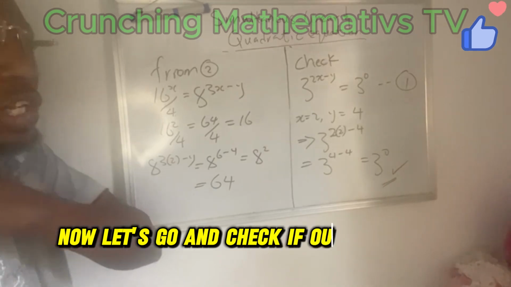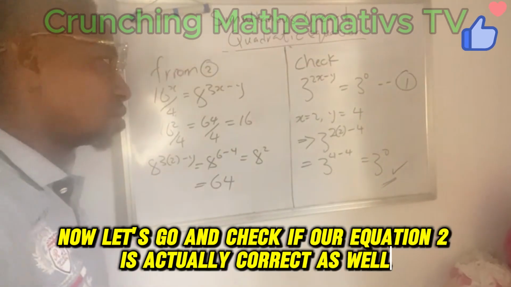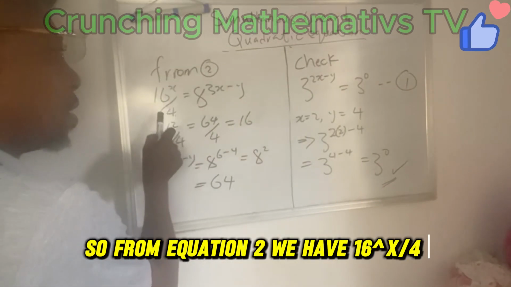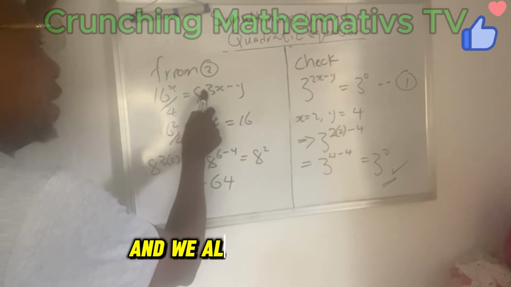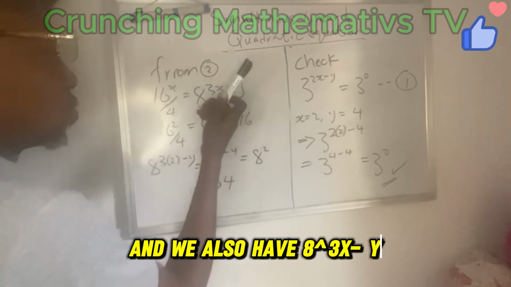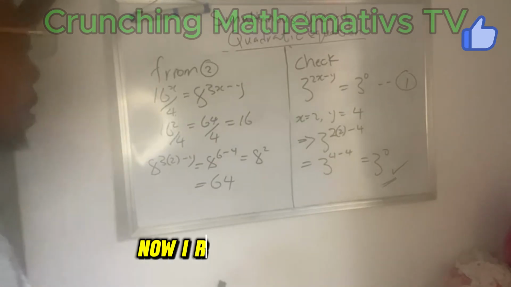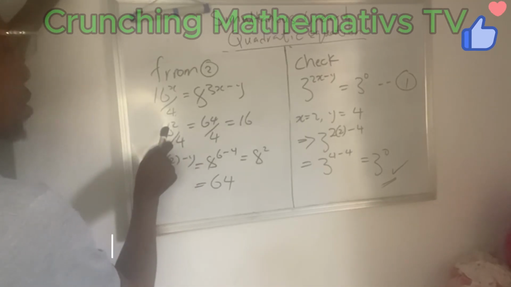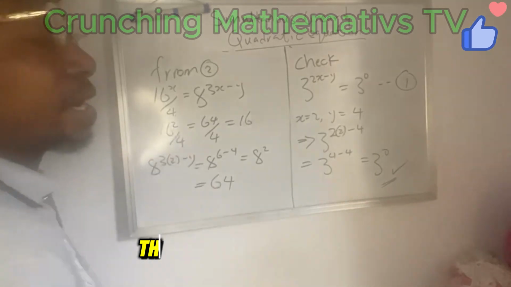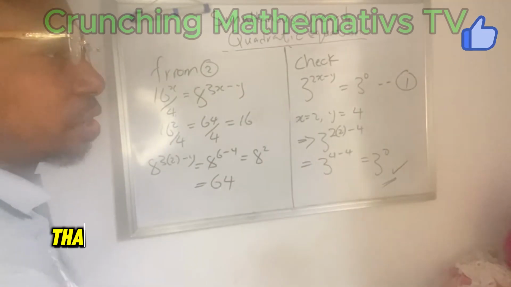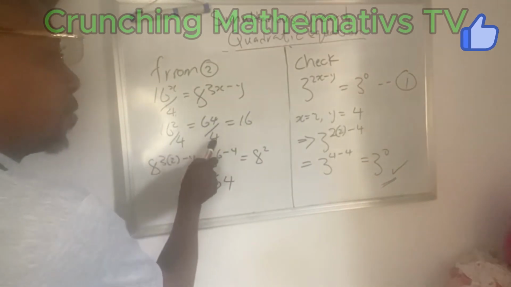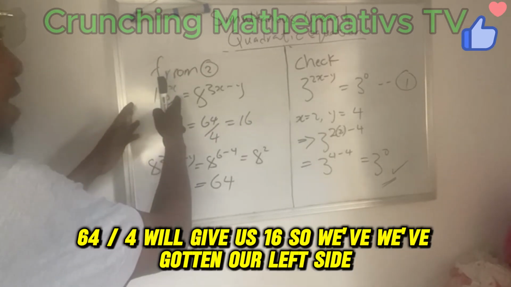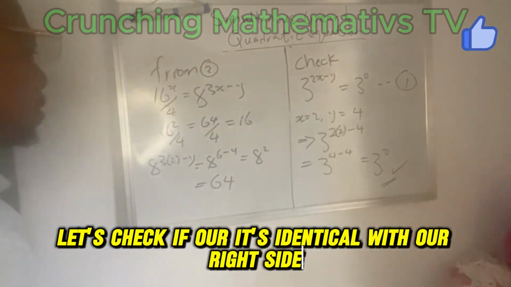Now let's go and check if our equation 2 is actually correct as well. So from equation 2 we have 16 raised to power x all over 4, and we also have 8 raised to power 3x minus y. Now remember, our x is equal to 2. So 16 raised to power 2 divided by 4 is equal to what? 16 raised to power 2 is 16 squared. 16 times 16 will give us 256. So we have all over 4. 256 divided by 4 will give us 64. So we've gotten our left side. Let's check if we tally with our right side.